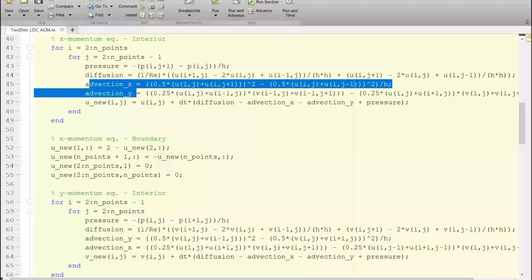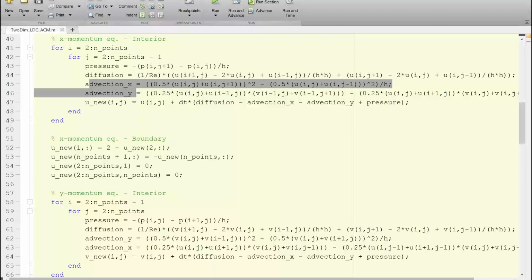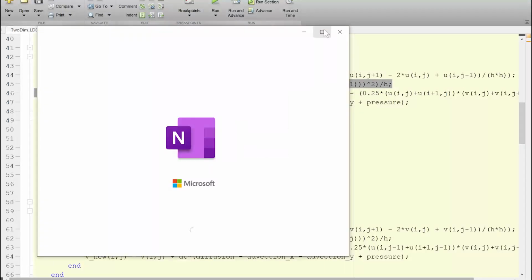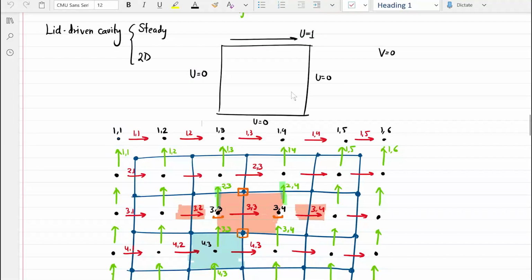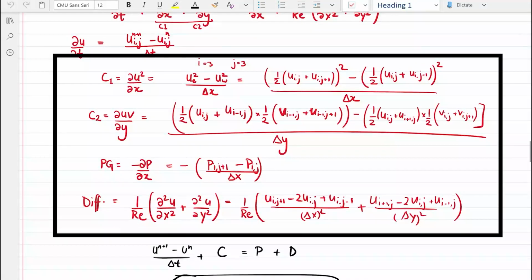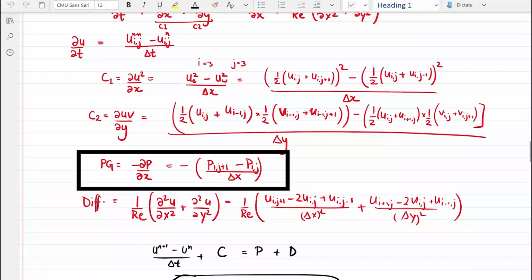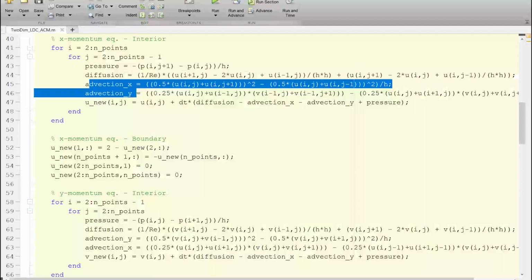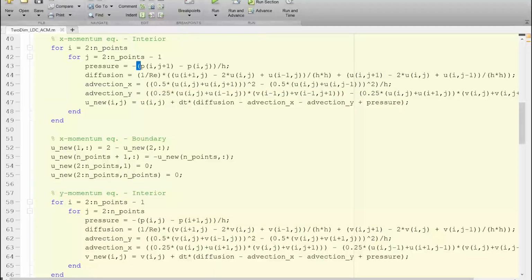I would be briefly showing you that here. We had done that in the past lecture, so I'll go back to the OneNote where we had done it. We evaluated the pressure, the two convection terms and the diffusion term. You can see that the pressure is defined as negative of P at i comma j plus 1 minus Pij divided by delta x. And exactly that we have here, P at i comma j plus 1 minus Pij divided by delta h.